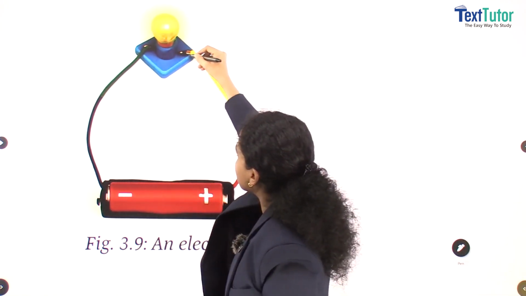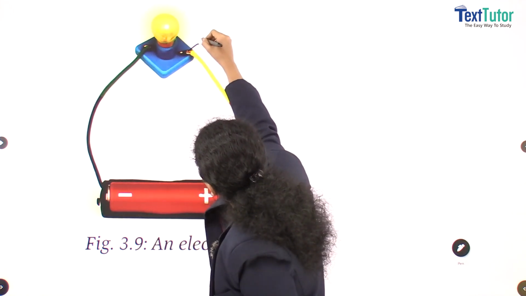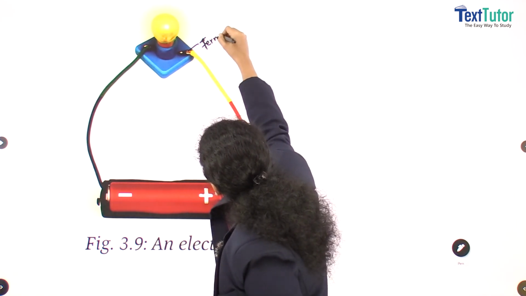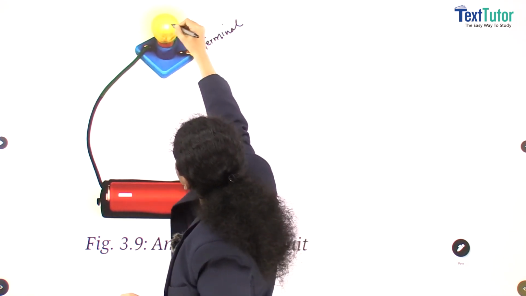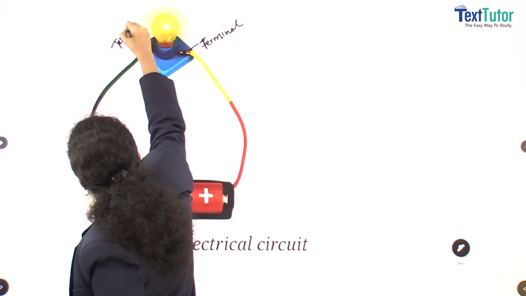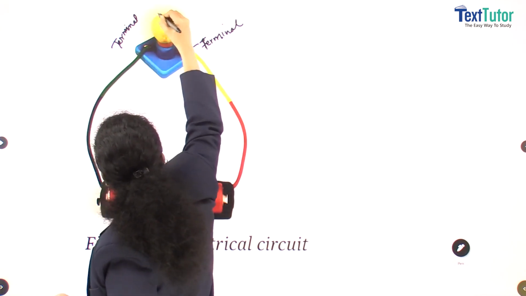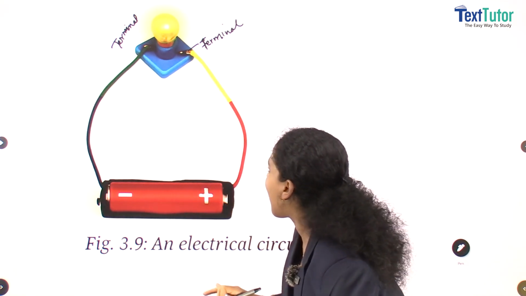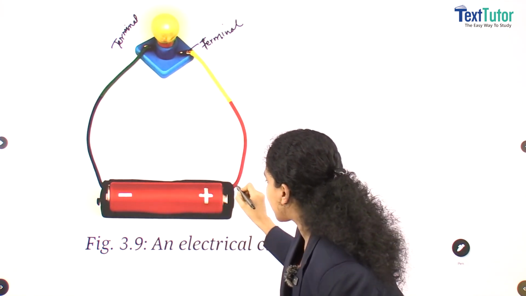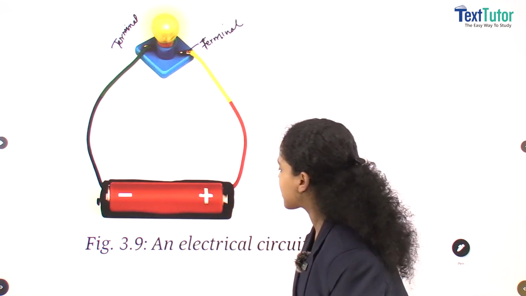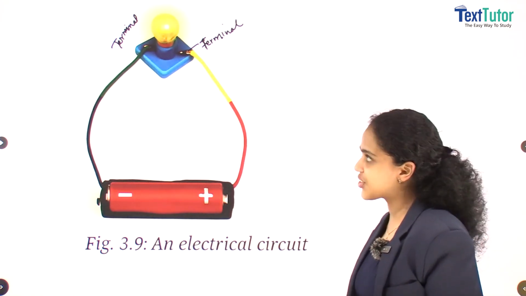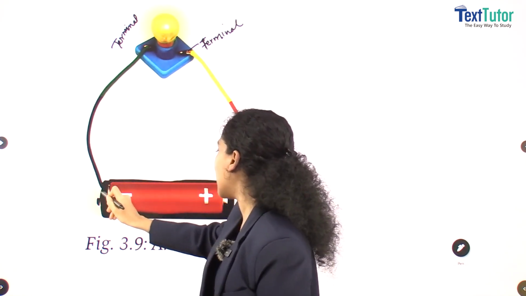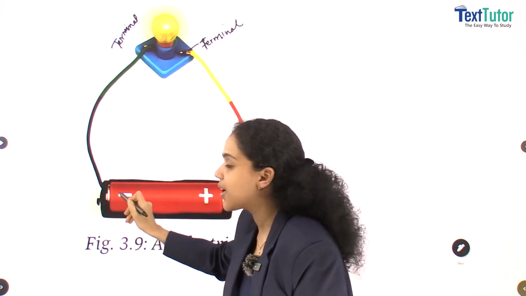Here you can see this is one terminal, and this is the other terminal. There is no positive or negative. Each terminal should be connected with a terminal of the electric cell. Here this terminal is connected with the positive terminal of the electric cell, and this terminal is connected with the negative side of the electric cell.